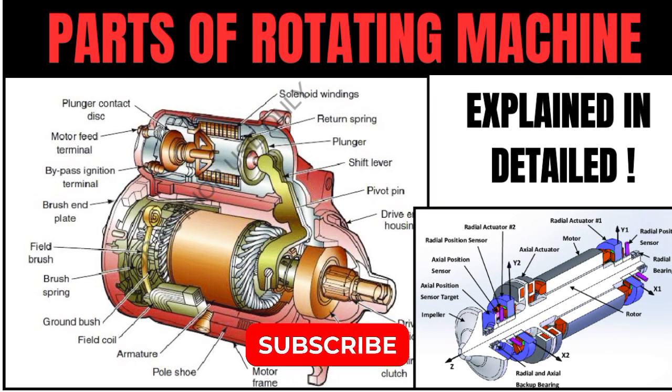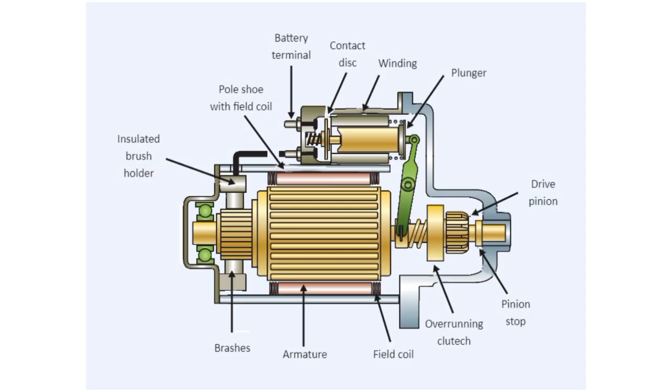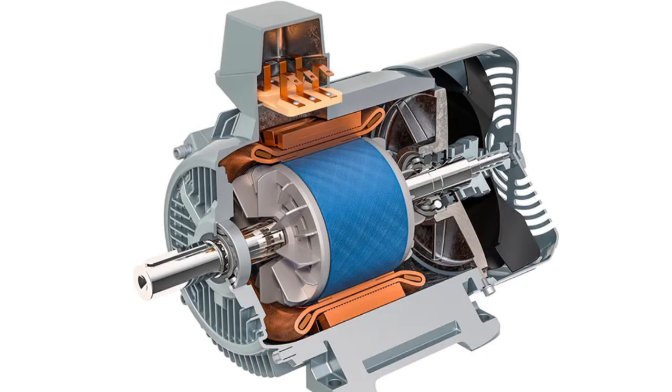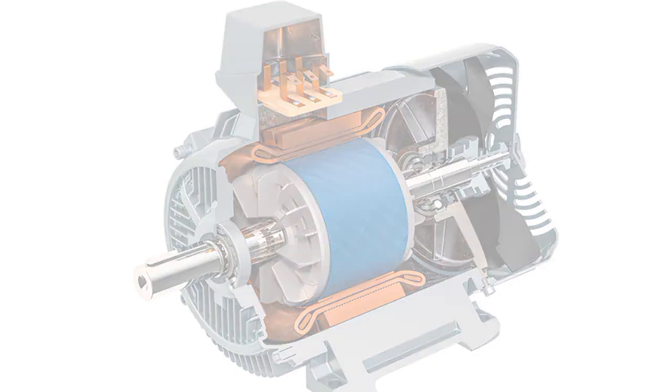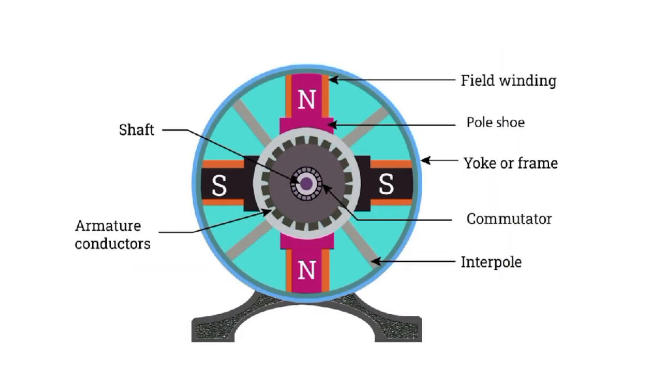So today in this video I'm going to explain about the important parts of a rotating machine. So let's talk about it in a detailed manner without wasting much time, guys. Basically, the rotating machines such as generators and motors consist of several key parts like rotor, stator, shafts, bearings and winding, magnetic core, brushes, slip rings, cooling system and insulation, etc.